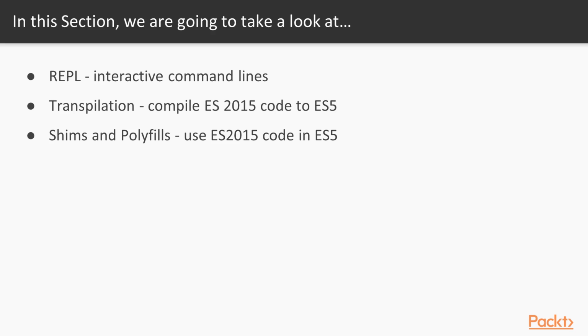First, we take a look at what are called REPLs, or Read Eval Print Loop. It's an interactive command line which is available for ECMAScript 2015. We then take a look at transpilation, that is compiling ECMAScript 2015 code to ES5, which is what the browsers need. Then finally, we take a look at what we call shims and polyfills, that is how to use the ECMAScript 2015 code in your ES5 by making use of some additional JavaScript.